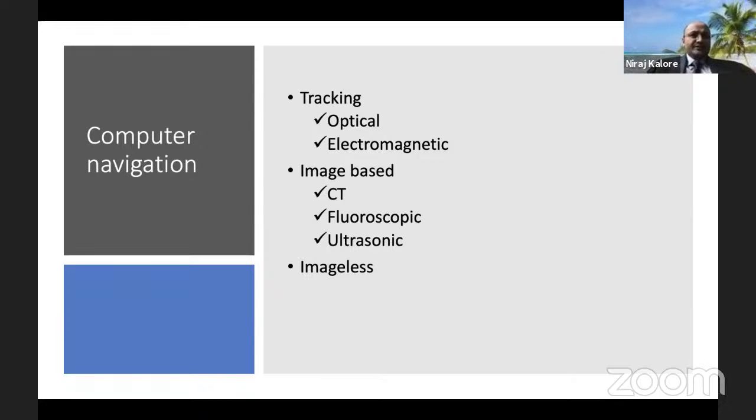But the idea is that in obese patients, or when you have difficult exposures, let's say because of revision surgery or whatever, you may not be able to palpate the bony landmarks as well. For those situations, an ultrasonic device can help identify those landmarks.